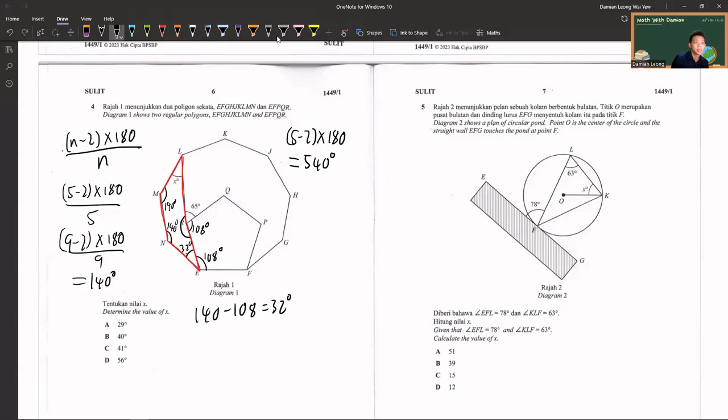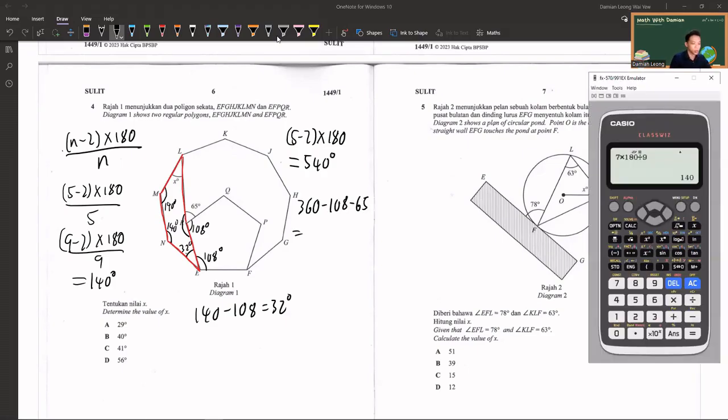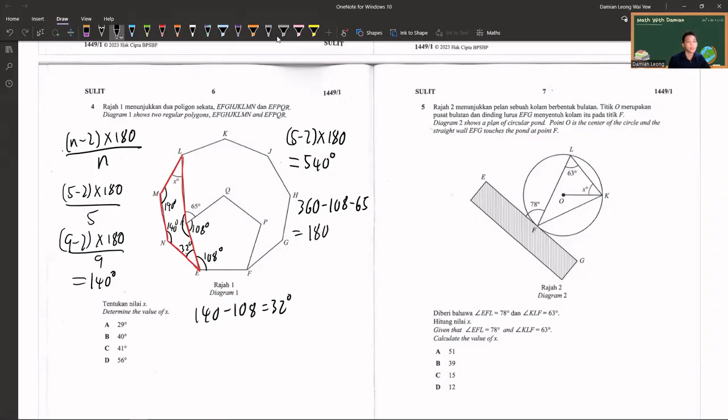So we need interior angles. So we need to find this. So these three will form a full circle. Okay, 3 nilai sudut ini akan membentukkan satu bulatan. So satu bulatan, jumlah darjah dia sepatutnya 360 darjah. So supposed to add up 360 degrees. So to find this, I take 360 minus 108 minus 65. So 360 minus 108 minus 65, 187 degrees.